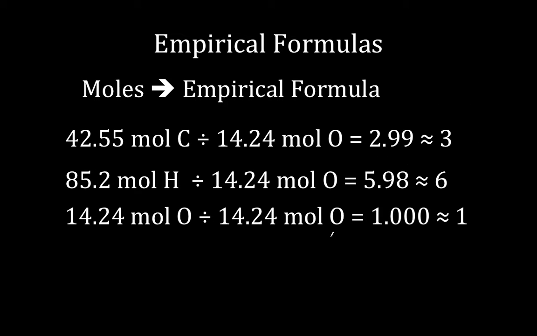Okay, so we went through our moles of carbon, divided by, notice we're dividing by the moles of oxygen all the way through, 2.99, no problem, call that 3. 5.98, no problem, we call that 6. And of course this has to be 1. So we see it's going to be C3H6O. And that's going to be our answer for the empirical formula.